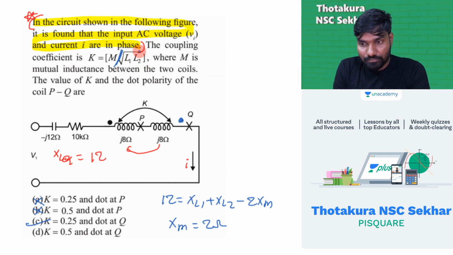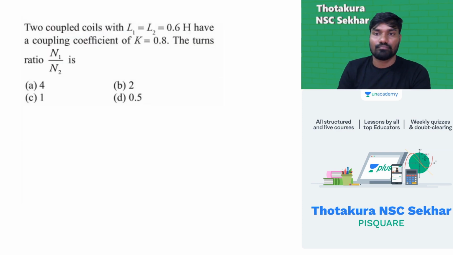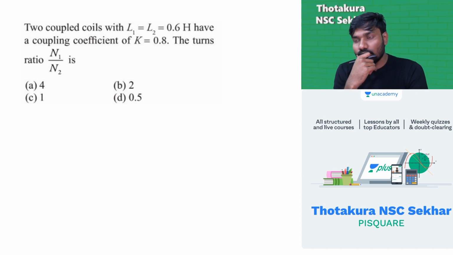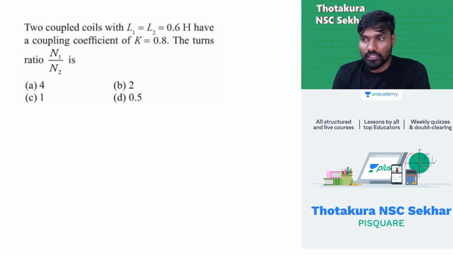Done with it. Shall we move on to the next one? Yes. Two coupled coils with L1 equal to L2 equal to 0.6 have a coupling coefficient of 0.8. Then the turns ratio, N1 by N2.